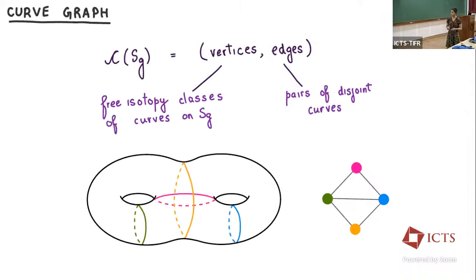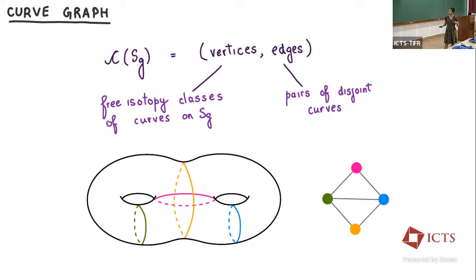So next, let's look at the main object of our interest. The curve graph was introduced by William J. Harvey. He defined the vertices of the curve graph to be free isotopy classes of curves on S_g, and he put an edge between any two vertices if they had disjoint representatives. That is, their intersection number comes out to be equal to 0.